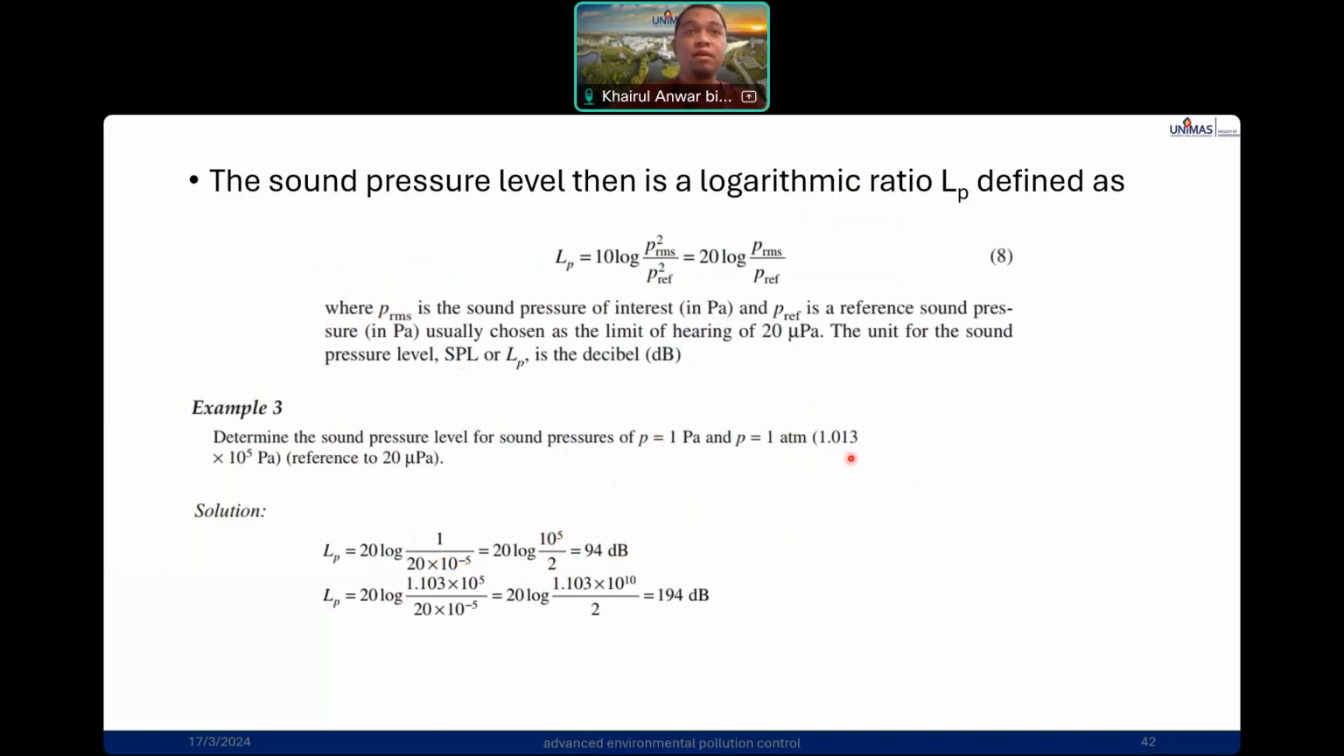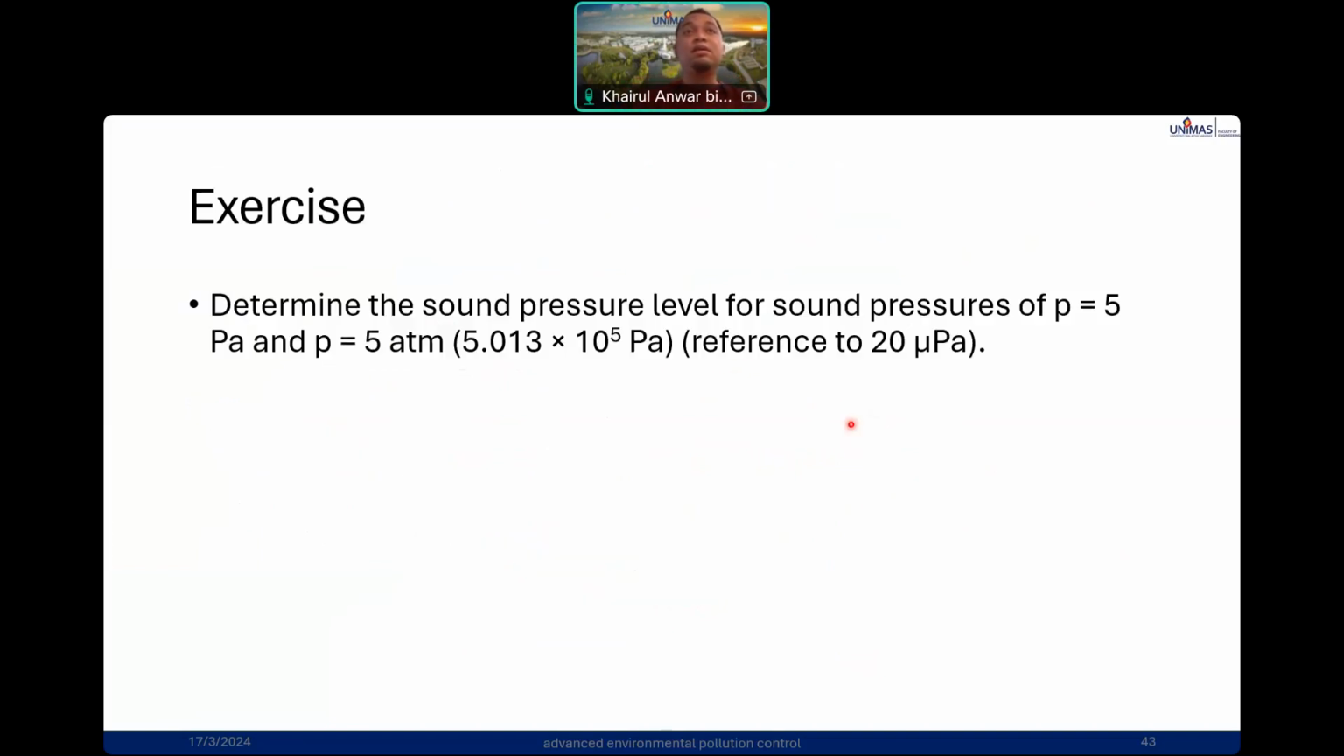So increasing the sound pressure to 1 times 10 to the power of 5 Pascal, you get 94 decibel. To use this equation, the unit must be in Pascal. Lp is in decibel, dB. So the exercise is for you to determine the sound pressure level at 5 Pascal and 5 atm.